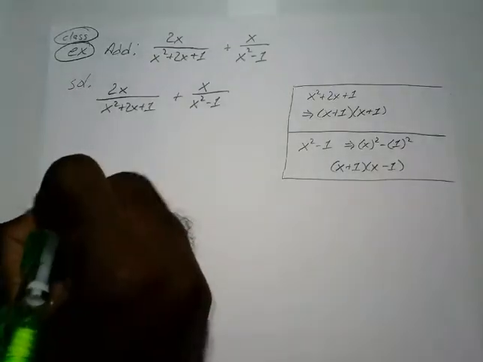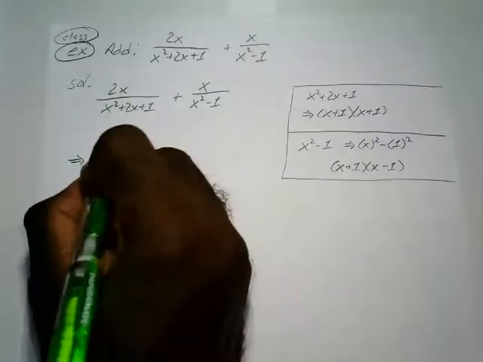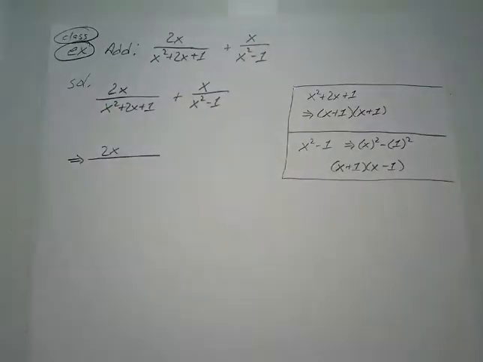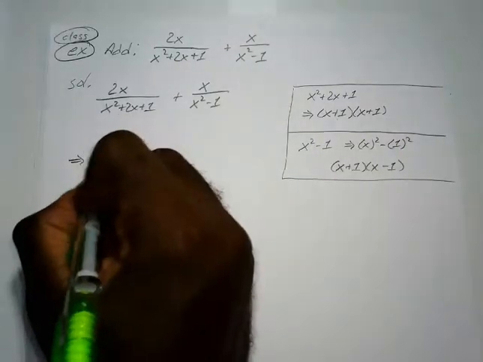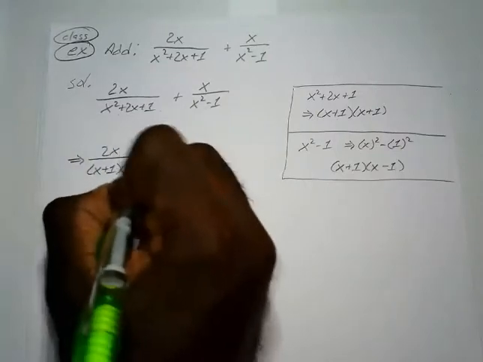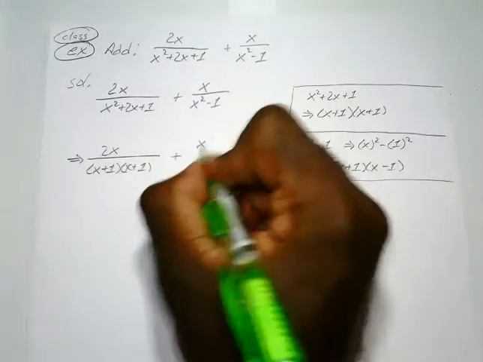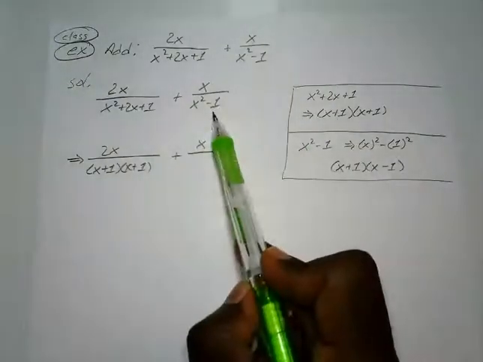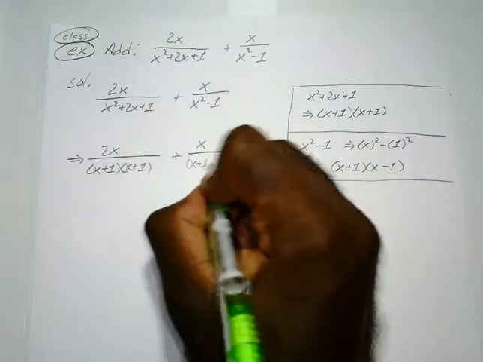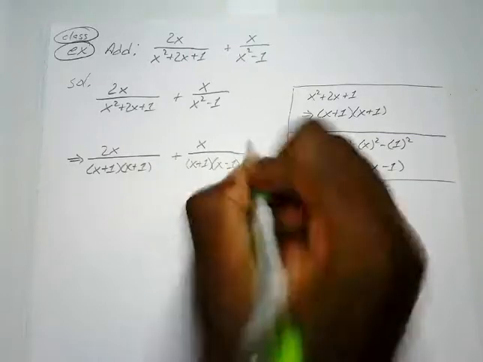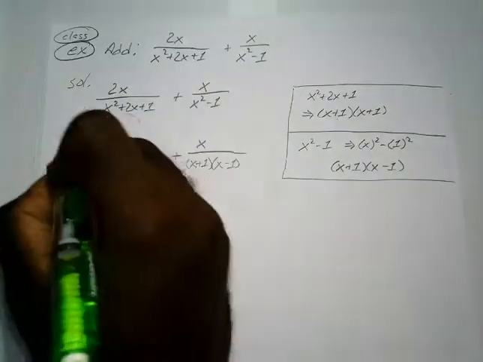Okay, so if we rewrite it with our factored numerators and denominators, 2 times x is just 2x. That can't be factored any more than that. X squared plus 2x plus 1 is x plus 1 times x plus 1. Plus x can't be factored anymore. That's just x. We know our x squared minus 1 is x plus 1 times x minus 1. Okay, so this was our first step.